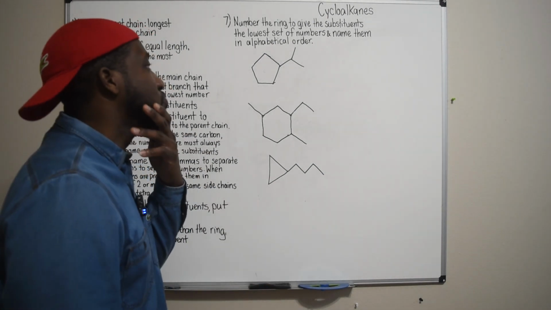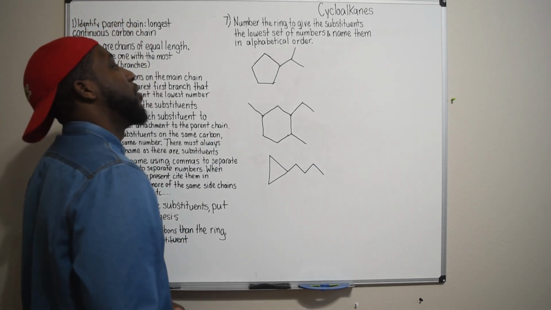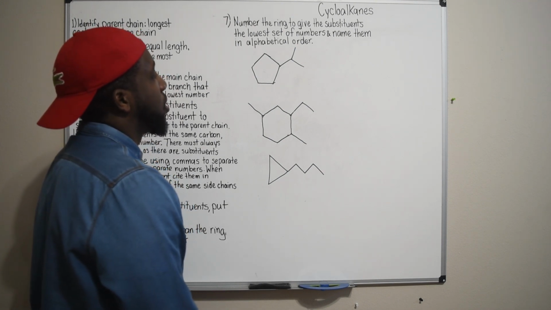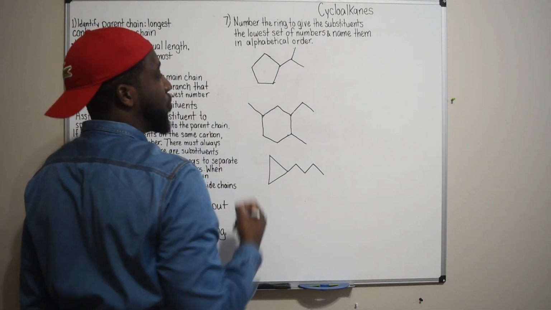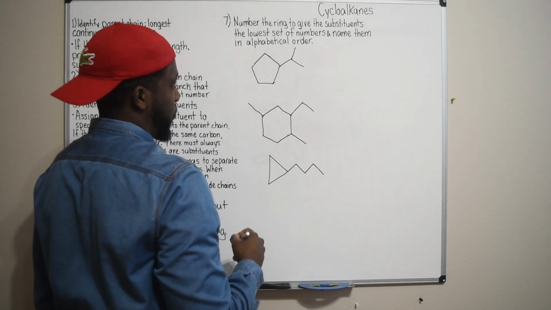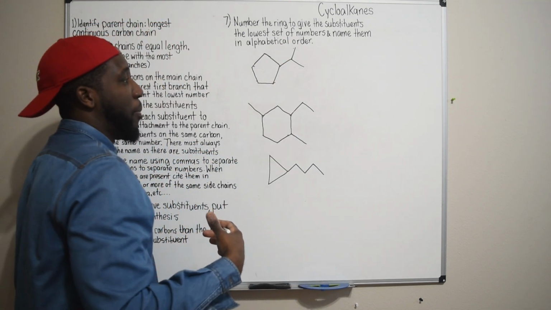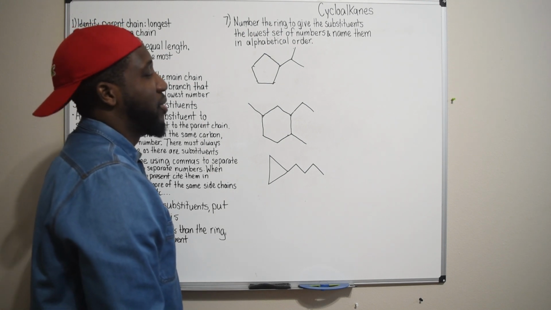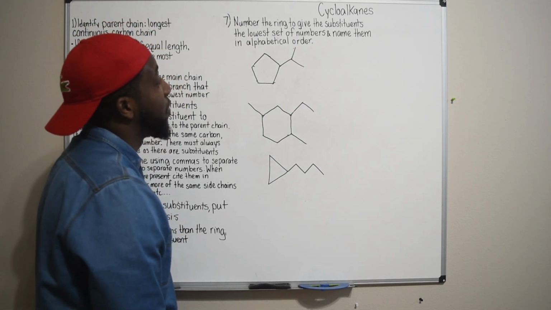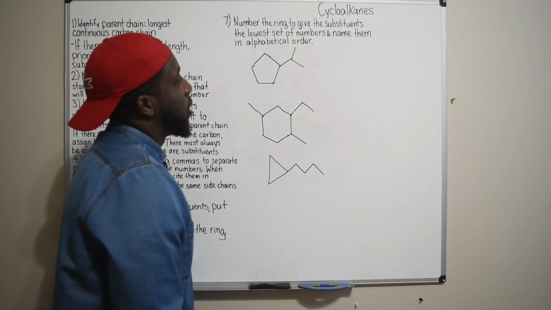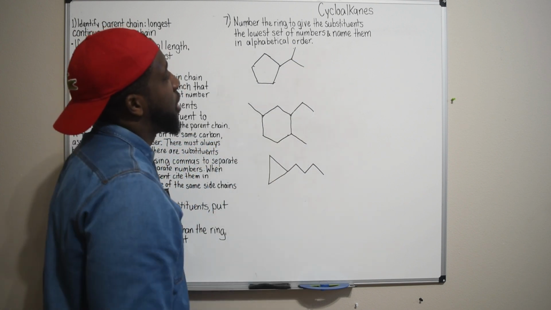Okay, so let's start with this one right here. We have a ring, and let's look at the longest continuous chain outside of the ring. So we have 1, 2. Okay, so that is an ethyl group. So how many carbons on the ring? 1, 2, 3, 4, 5. So we have a cyclopentane ring. We have 5 carbons, and then we have a 2 carbon substituent with a substituent. So this is gonna be named as a cycloalkane.